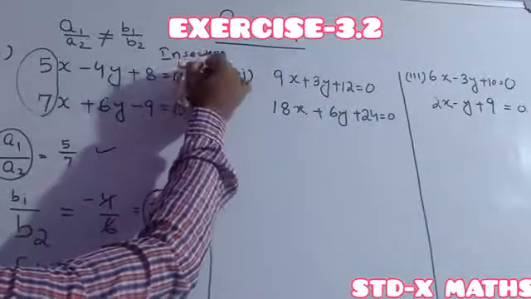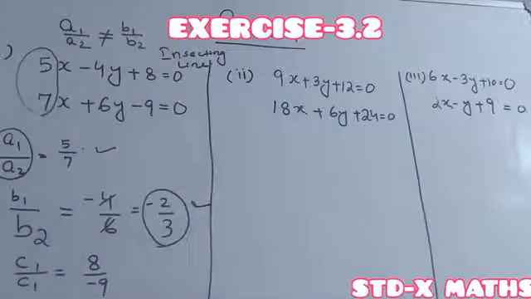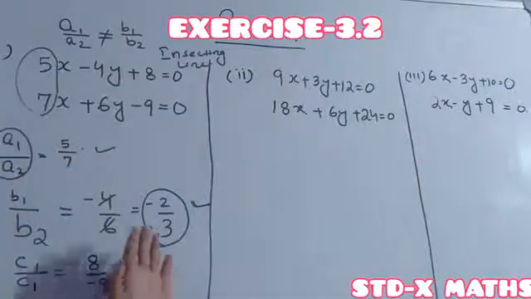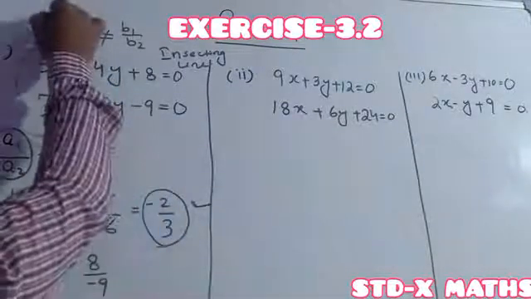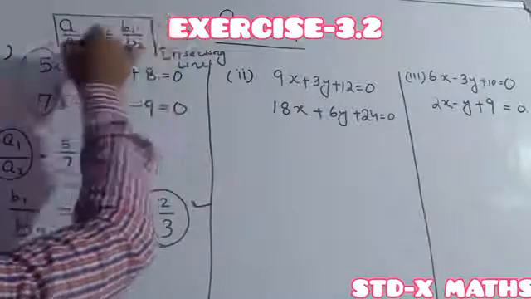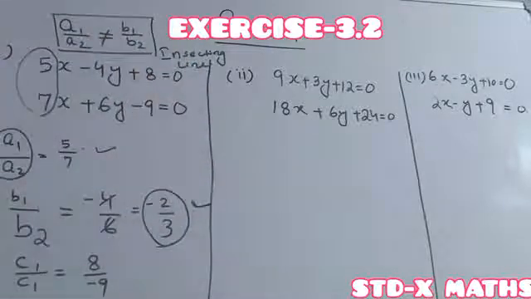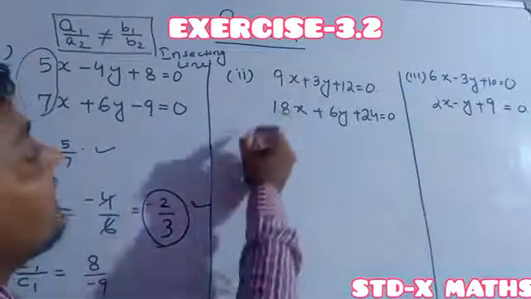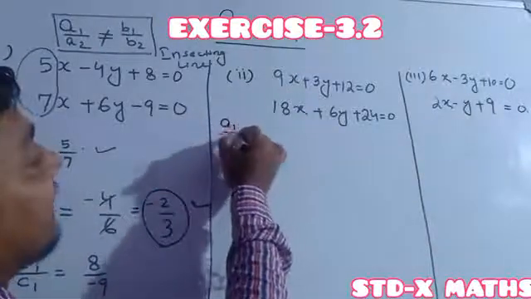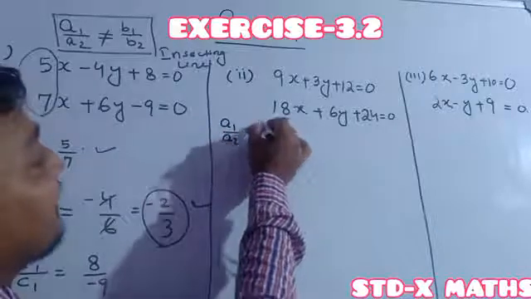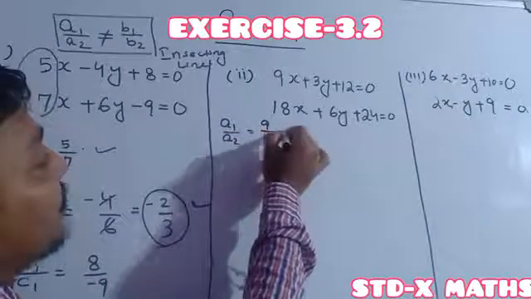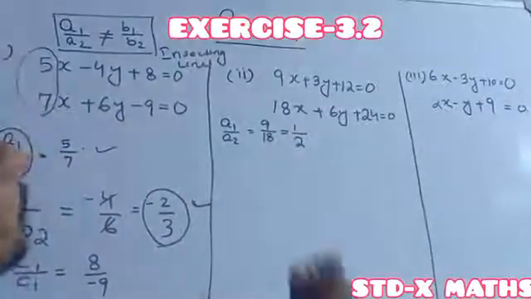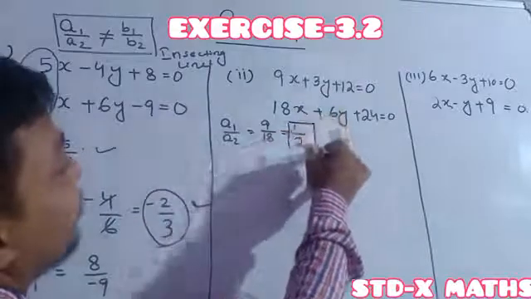Intersecting lines. Here the graphical representation will be intersecting lines. Understood or not understood? Why is it intersecting? Because a1 by a2 is not the same as b1 by b2. Then for the second pair of linear equations, a1 by a2 is 9 by 18. On simplifying, it becomes 1 by 2. Here a1 by a2 is 1 by 2.